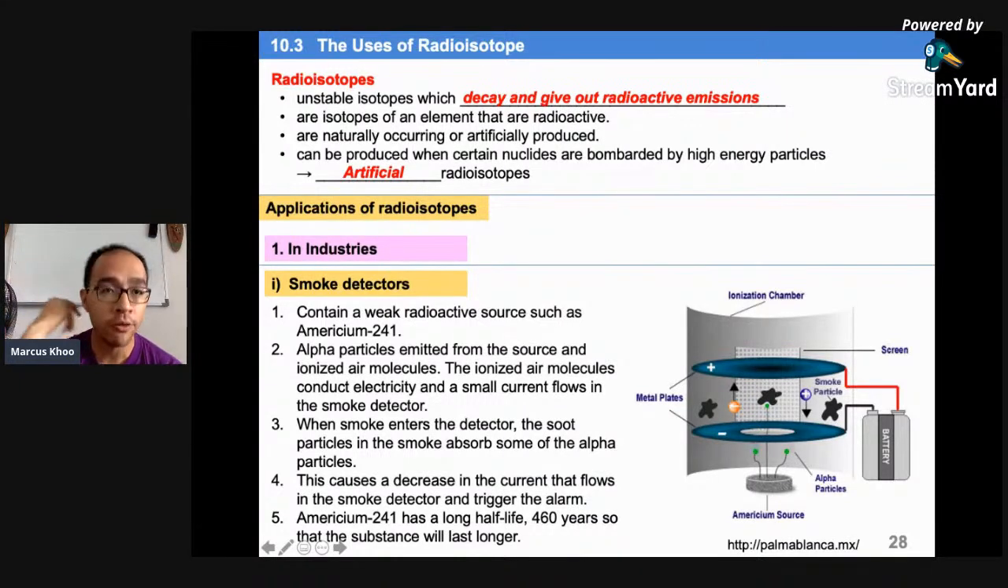If you dwell into this world of radioisotopes, you find that sometimes you can artificially produce it, because not all radioisotopes are natural. How we produce it is when certain nuclides are bombarded by high energy particles. For example, artificial radioisotopes. One of you was sharing with a group of us about how a certain nuclear material, uranium, is bombarded by high energy particles in order for it to be used for powering nuclear reactors.